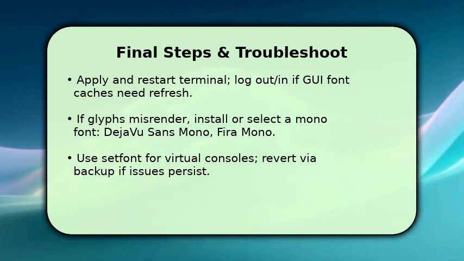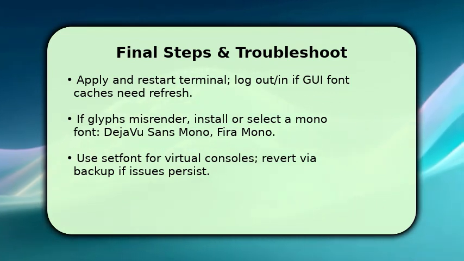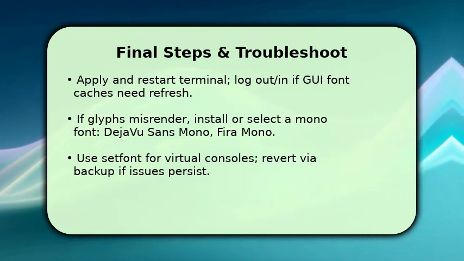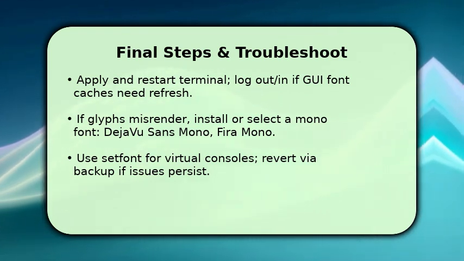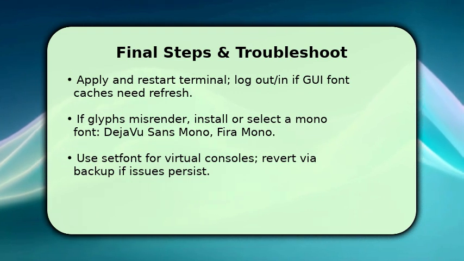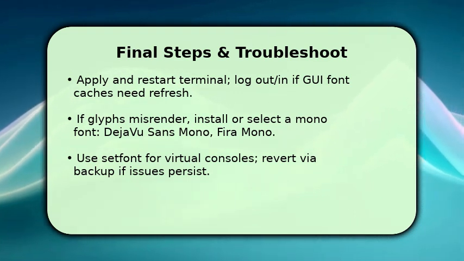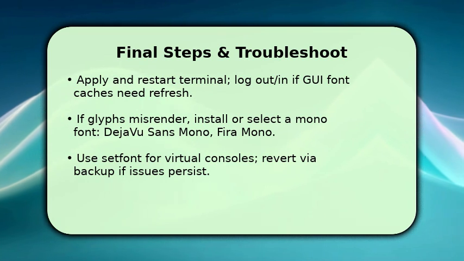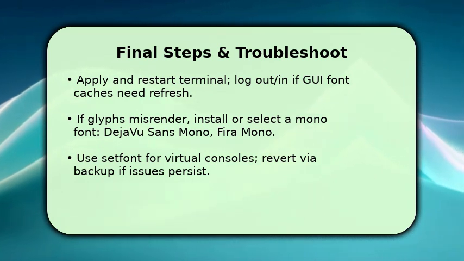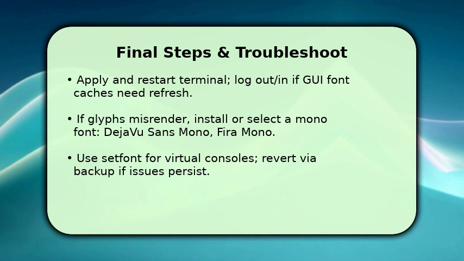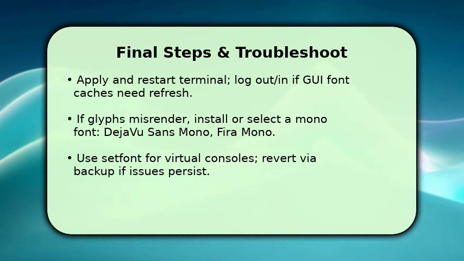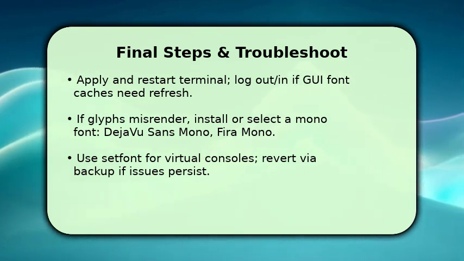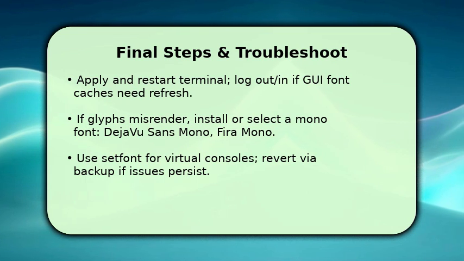If characters or icons look wrong, switch to a reliable monospace like DejaVu Sans Mono or Fira Mono and test again, because font fallback can break glyphs. For virtual consoles, use setfont with a known console font, and if anything goes wrong, restore the backed up ~/.config/ or profile files. One tip: keep a terminal open while testing so you can revert quickly if display breaks.